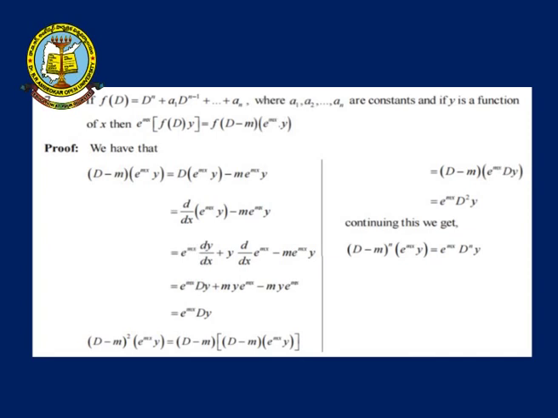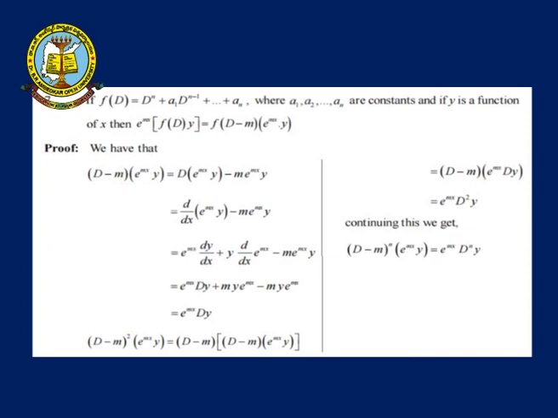Then we go for e^(mx) f(D) y equals f(D minus m) e^(mx) y. In a similar manner we can apply (D minus m) to e^(mx) y. We separate the terms, and here we take the derivative of e^(mx) y using the u into v formula: D of e^(mx) y is e^(mx) dy/dx plus y times d/dx of e^(mx). The second term is as it is, minus m e^(mx) y.